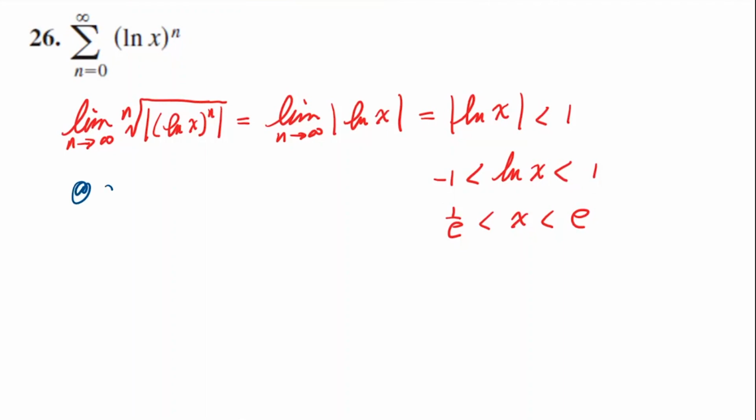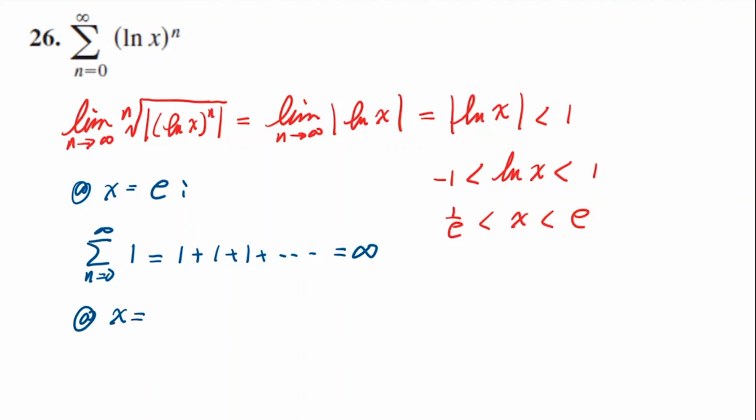So if x happens to be e, then let's look at this thing. Our series, my sigma, I need to learn how to write sigma, from 0 to infinity. If you plug in e, this is just 1, right? What that means is it's just 1 plus 1 plus 1 plus dot dot dot forever, and that's definitely infinity. So that side doesn't make it.